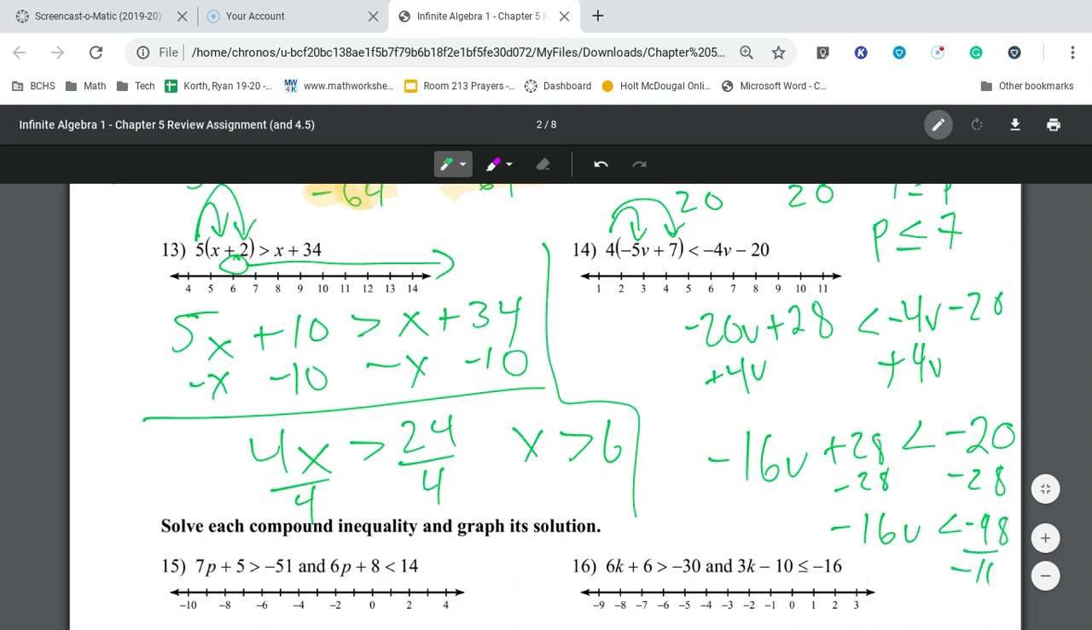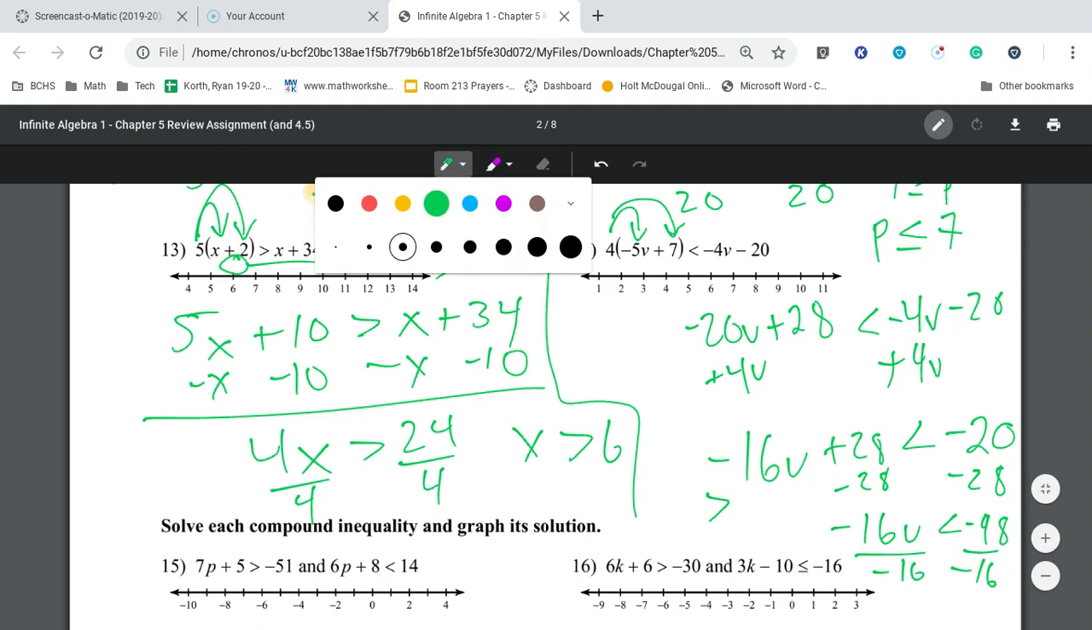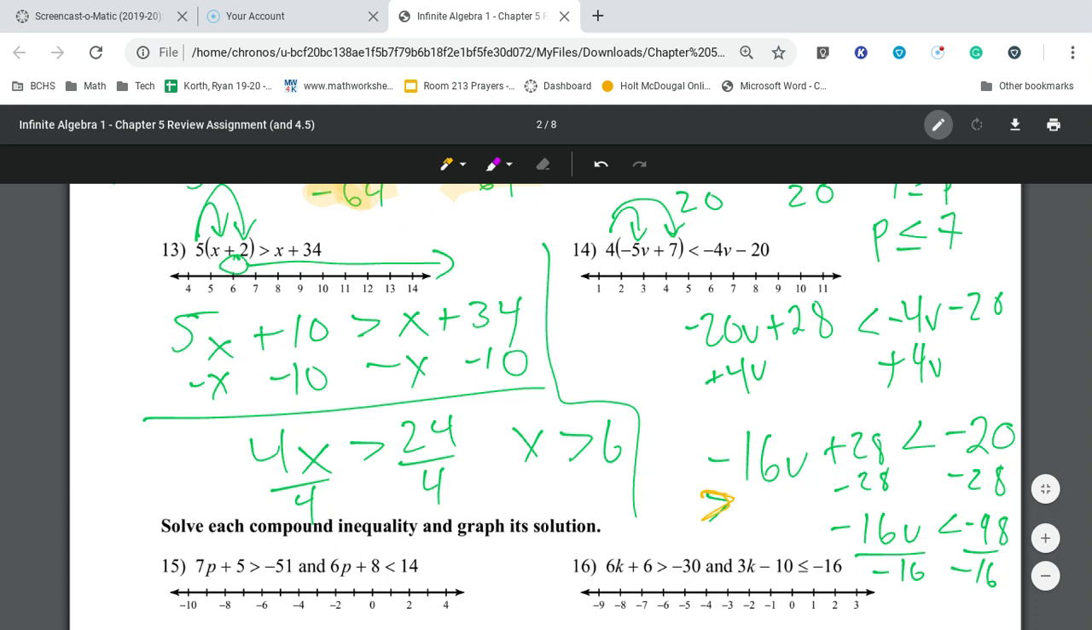Divide by negative 16. When you divide by a negative, the inequality changes directions. So v is greater than positive 3. Positive 3, moving to the right.